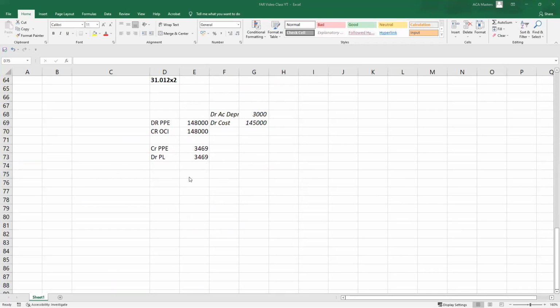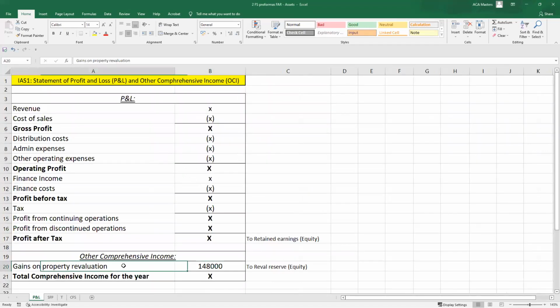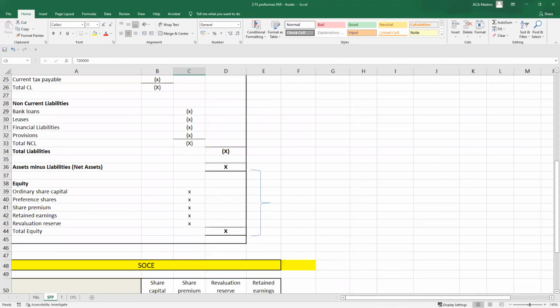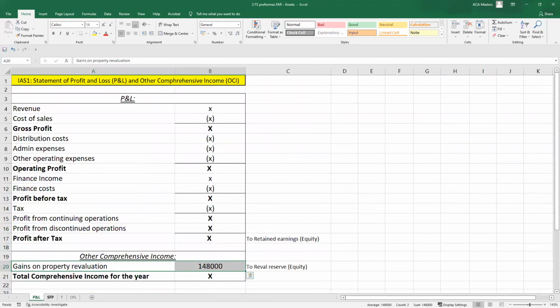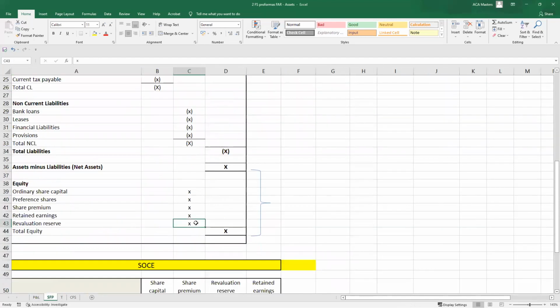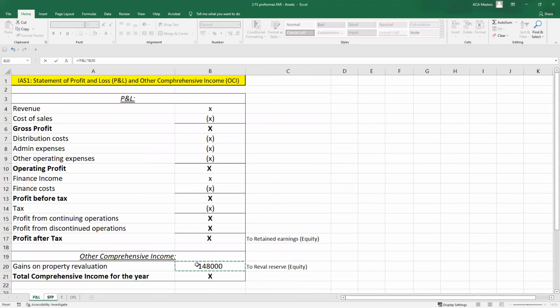So we've said, of course, that gain was recorded through OCI, but now in the P&L, we're going to have some additional depreciation. So what would happen, at the end of the year, this would all get transferred. So what's in the OCI gets transferred into the revaluation reserve. And what we'd have in the P&L ends up in retained earnings.